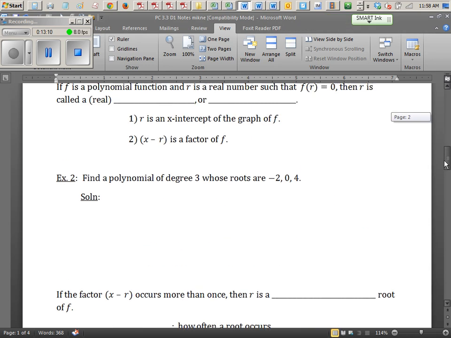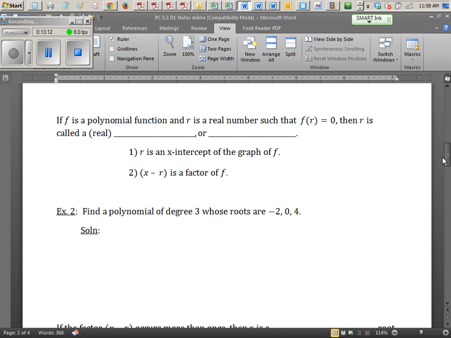Scroll down to here now. If f is a polynomial function and r is a real number such that f of r equals 0, then r is called a real root or 0. And then there's two little subfacts here. R is an x-intercept of the graph of f. X minus r is a factor of f.